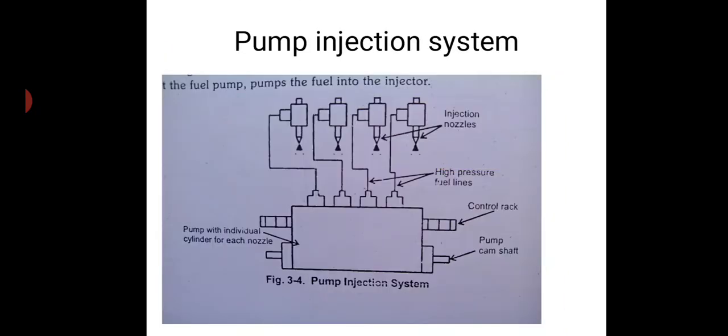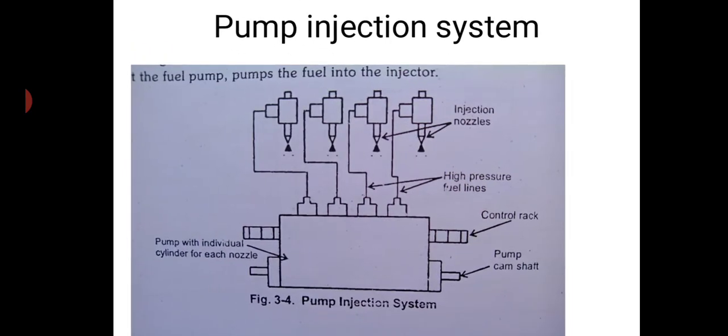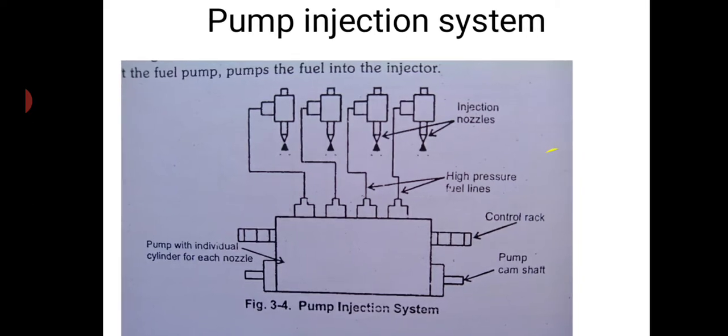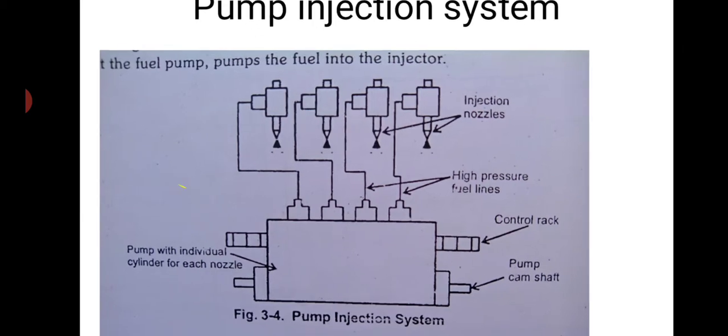Now we will look at the pump injection system. I think this pump injection system you can see in all your diesel cars, trucks, buses and all. It is a very popular system, where you have got one pump housing, based on the number of cylinders. Suppose here you can see there are 4 cylinders. So there are 4 pumps inside. There are 4 piston cylinder arrangements.